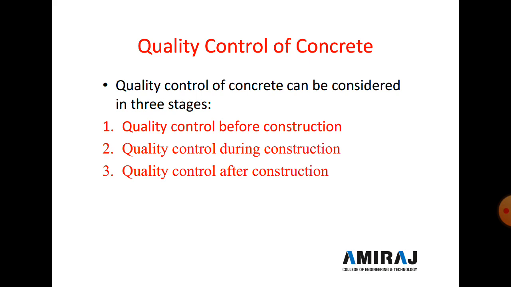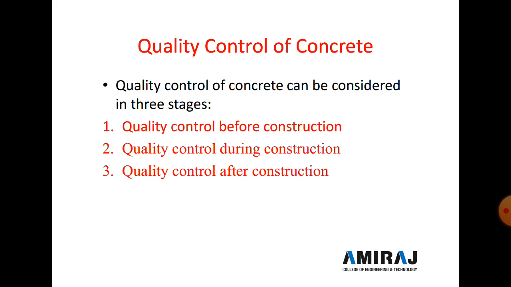Now next is quality control during the construction. This includes quality control during placing the concrete in the formwork, compacting the concrete and curing of the concrete. So during the construction time, three stages are there: placing the concrete, compacting the concrete and curing the concrete. If we take care during these three processes, then we control the quality of the construction or the quality of the concrete.